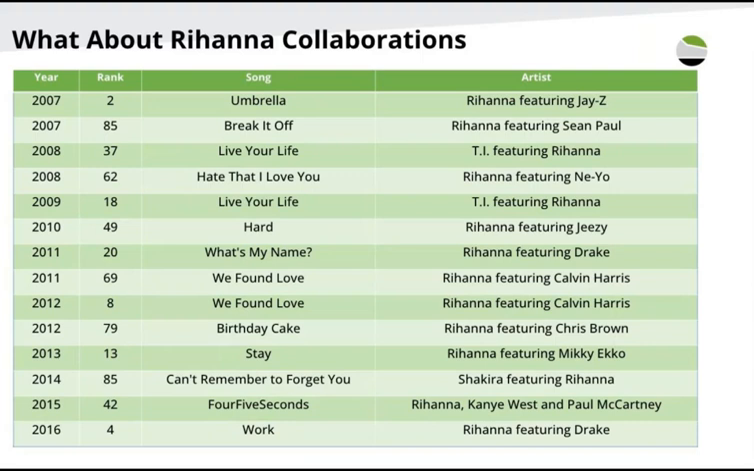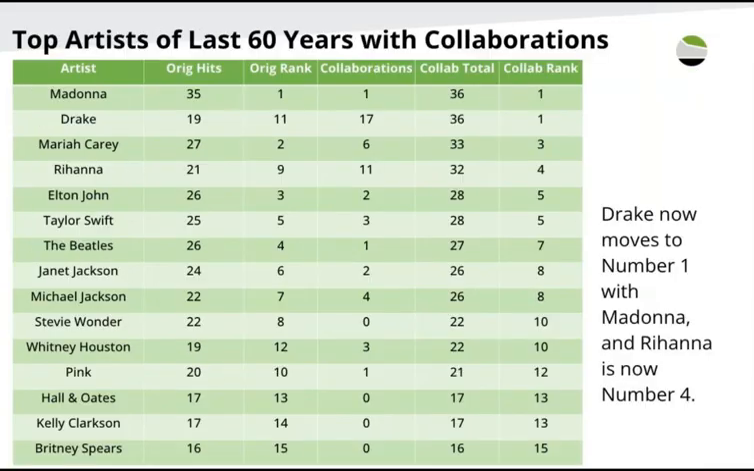So now some judgment comes in there. Do we include a song that Rihanna did with Jay-Z as a hit for Rihanna? Does Rihanna get credit for that as being part of the top artist? So if we were to do that now for all the collaborations, Drake now moves up in a tie with Madonna, and Rihanna jumps up to fourth place with 32 hits. So it moves around based on the interpretation of what's in the data.